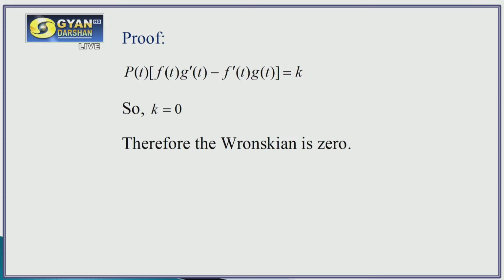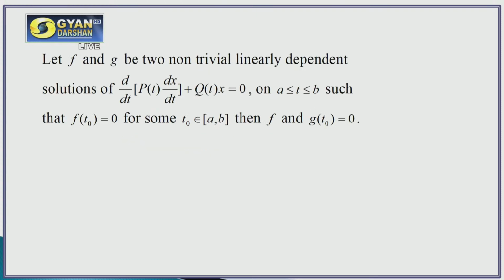So if you put t0, the constant becomes 0. Therefore the left hand side, f of t into g dash t minus f dash t into g of t, is basically the Wronskian of the two solutions f and g. So the Wronskian becomes 0, and since the Wronskian becomes 0, they become linearly dependent.